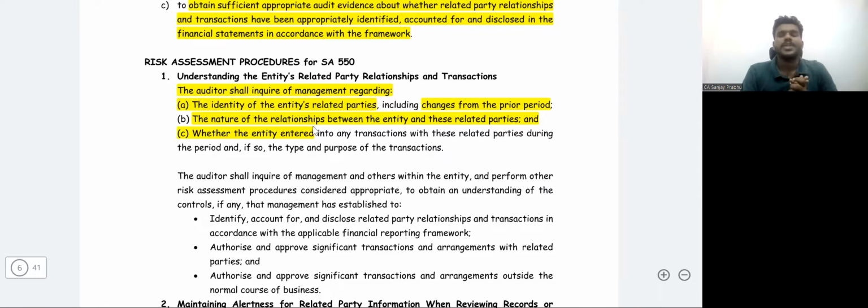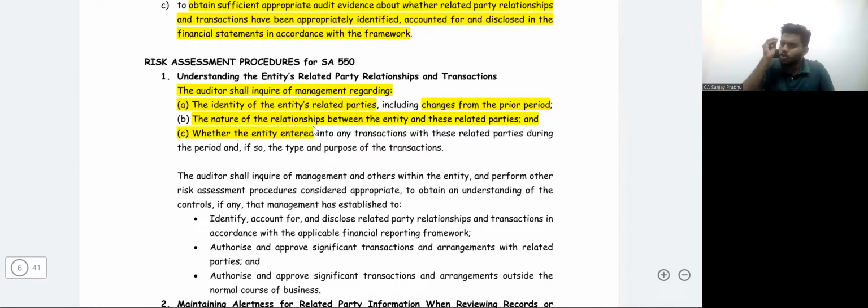See, we already said that in Accounting Standard 18, Ind AS 24, it is the duty of the entity to identify, account, and disclose the related party transaction. Agree to this? Yes. So the entity or the management will implement some controls to identify, account, and disclose the related party. Agree to this? Yes. So as an auditor, you should inquire to the management to obtain an understanding of the controls, systems, and mechanisms they have implemented to identify, account, and disclose.